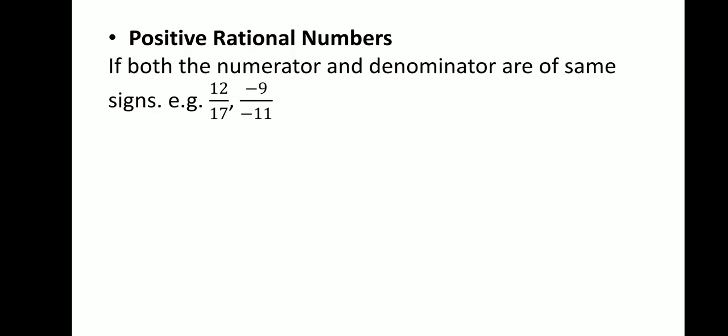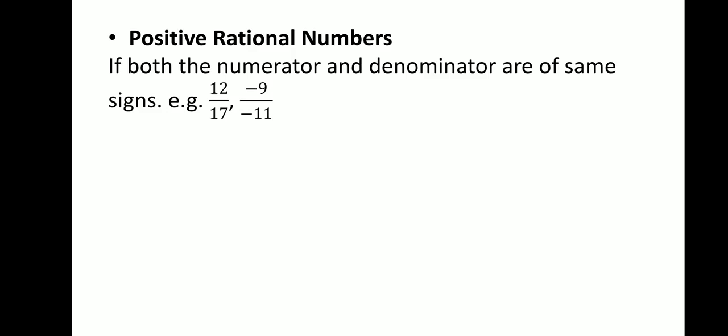Positive rational numbers. What do we mean by positive rational numbers? If both the numerator and denominator are of the same sign, it means they can be either both positive or both negative. In both these cases, it will be a positive rational number. We can have a look at the example. First example is 12 over 17. Here p, the numerator, is positive, which is equal to 12, and the denominator, 17, is also positive. So both have the same sign, so it is a positive rational number.